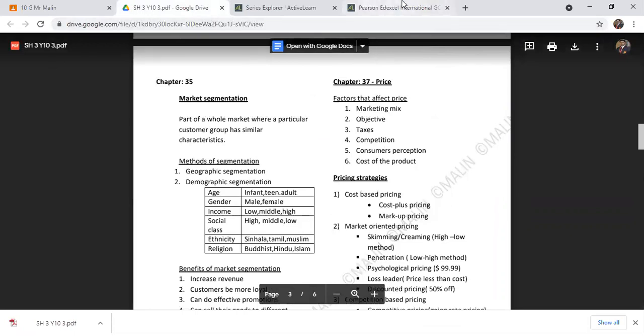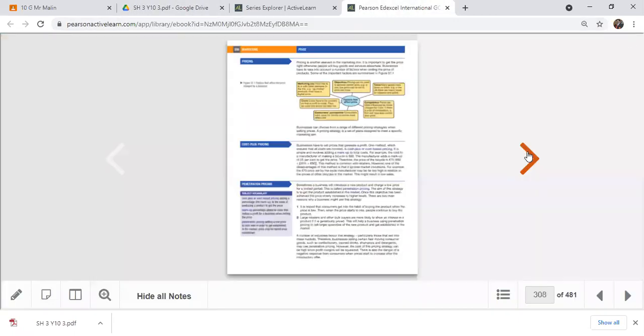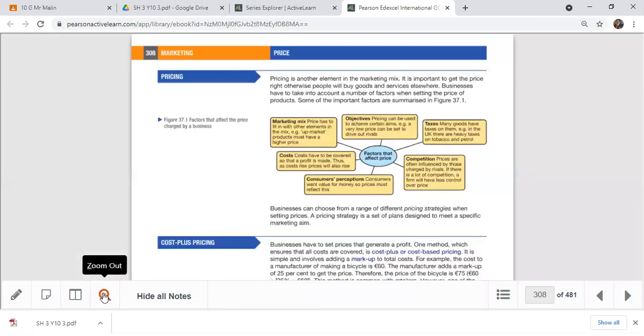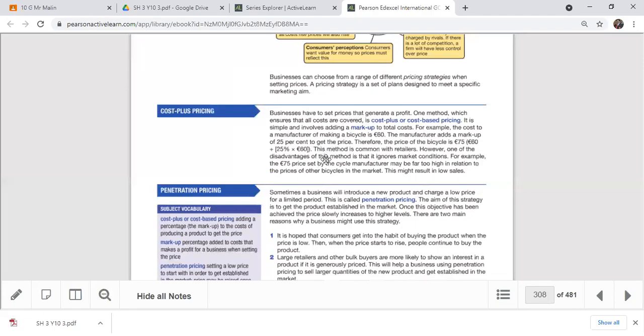classroom. So in this textbook, you can see on page number 308, the factors affecting pricing: marketing mix, objective of the business, government taxes, competition, consumer perception, and the cost. So these are the things that we are mainly considering as factors affecting our pricing strategy. The cost plus pricing we just talked about is properly explained in the handout, the definition and the working calculations, everything.